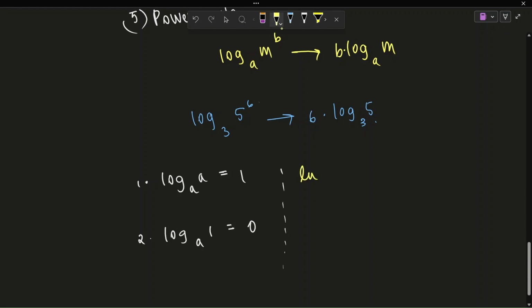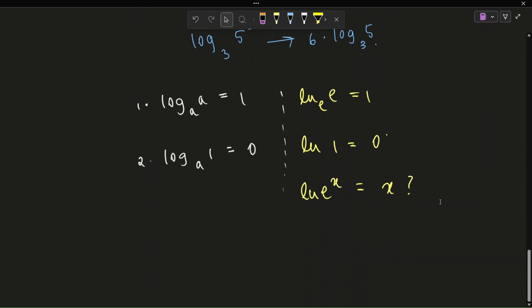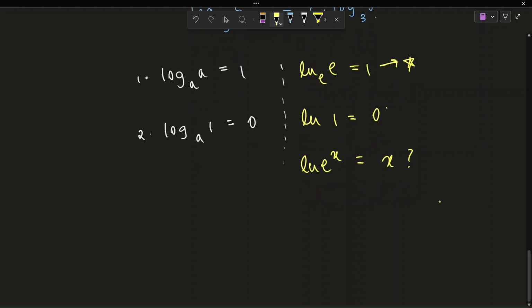So ln e to the base e is equal to 1 because it's the same base and the same number, and ln 1 is also equal to 0. Additionally, ln e to the power x is x. Why? Well, this is a combination of this right here and the power rule.